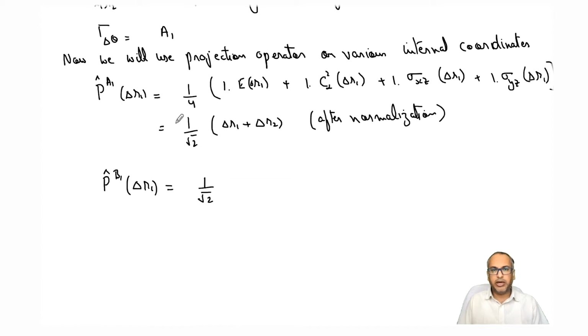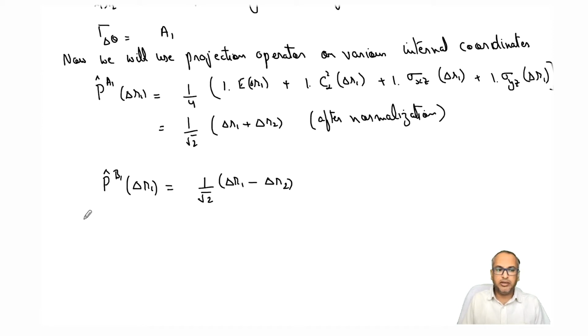I'm not going to write the detailed calculation. Now I will get delta R1 minus delta R2, right? So this linear combination is obtained when you apply the projection of B1 symmetry onto delta R1, right? So let us also do it for, okay, so let's see.